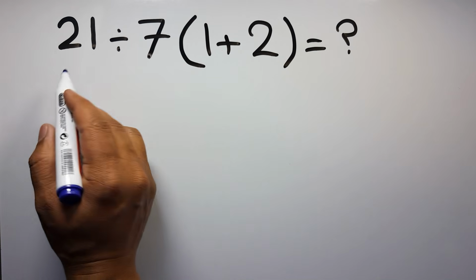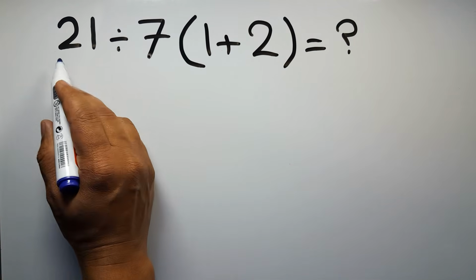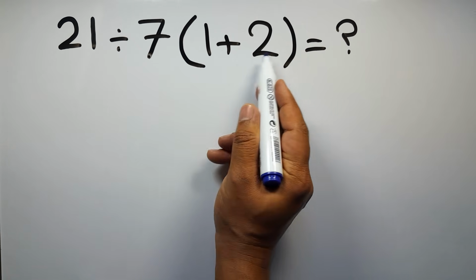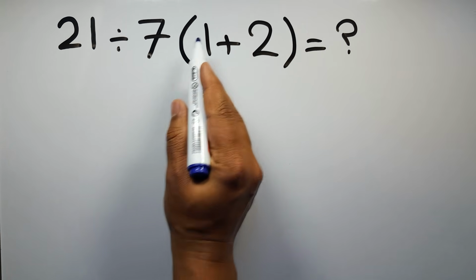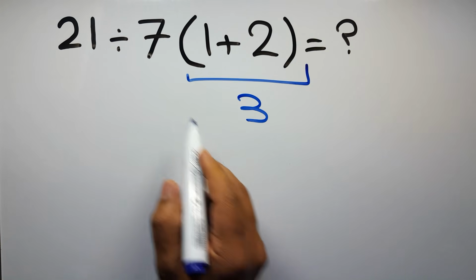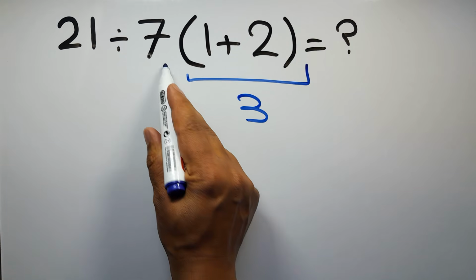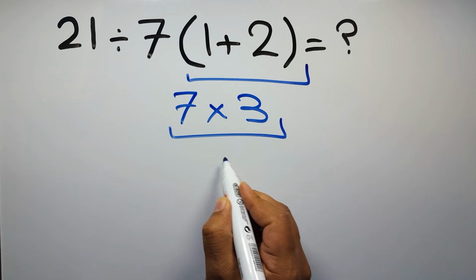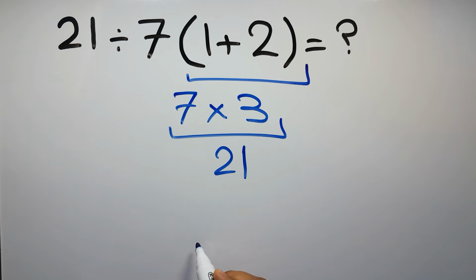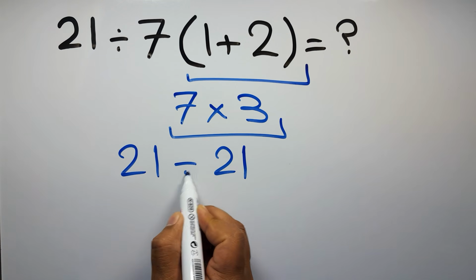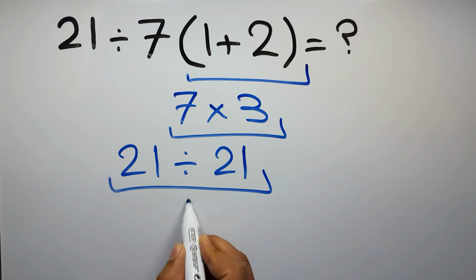In this video we want to find the value of this expression: 21 divided by 7 then times 1 plus 2. 1 plus 2 gives us 3, and 7 times 3 equals 21, and 21 divided by 21 is just 1.